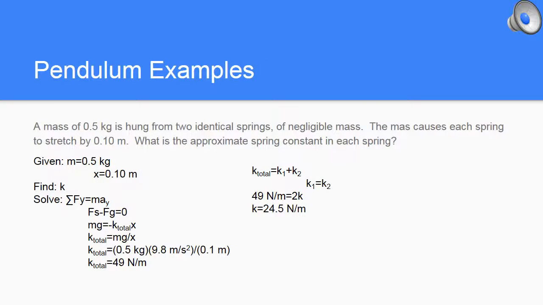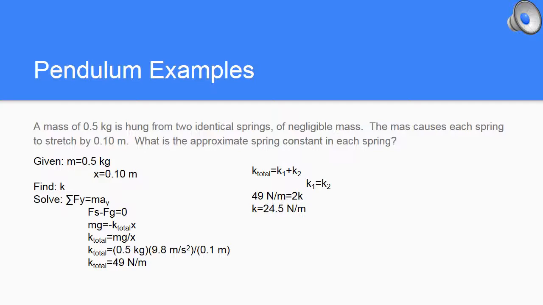So for our pendulum example, we have a mass of 0.5 kilograms that is hung from 2 identical springs of negligible mass. The mass causes each spring to stretch by 0.1 meters. What is the approximate spring constant in each spring? Given is the mass equals 0.5 kilograms and that the displacement equals 0.1 meters. And we're finding the spring constant of both springs.